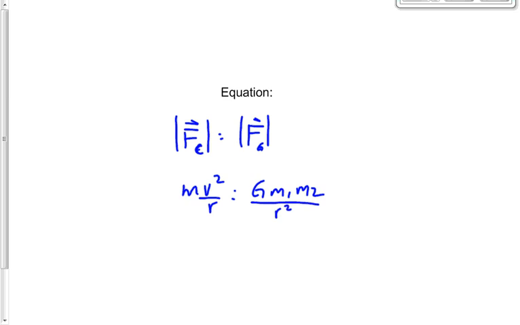Now it gets a tiny bit tricky here. R appears on both sides. It means we can cancel one of them out. If we multiply both sides by r, the r disappears on the left, and one of the r's disappears on the right. So it becomes mv squared equals G m1 m2 over r. Now what about these masses?